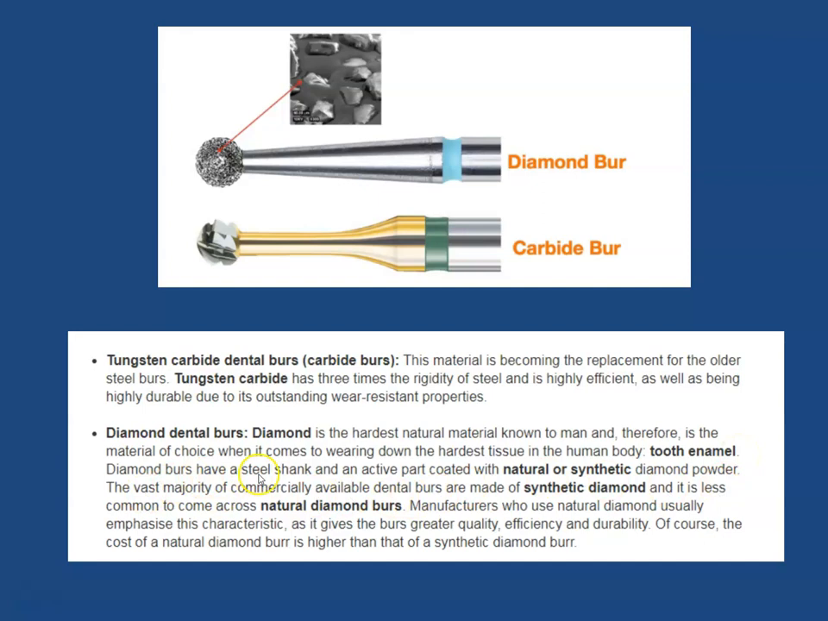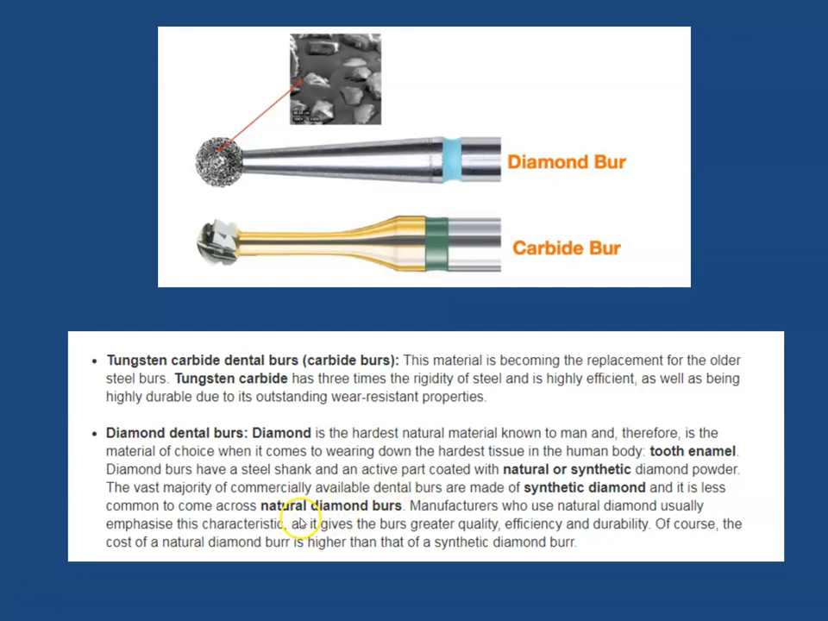Now diamond burrs have a steel shank, and the active part could be coated with either natural or synthetic diamond powder. So right over here you see with a microscope the diamond powdered onto the head of the burr, and usually now only synthetic diamonds are used. They're much more available, and the natural ones are less available.